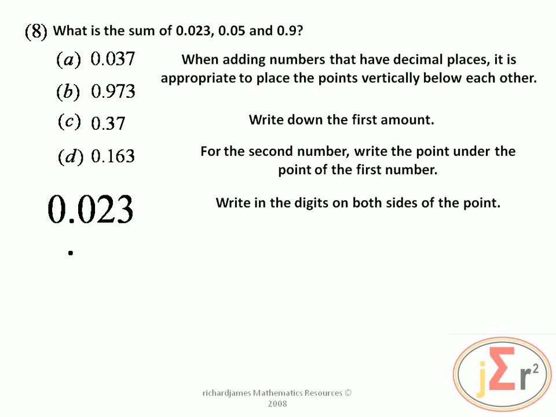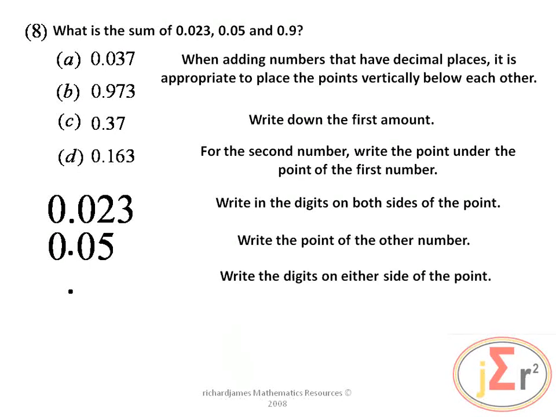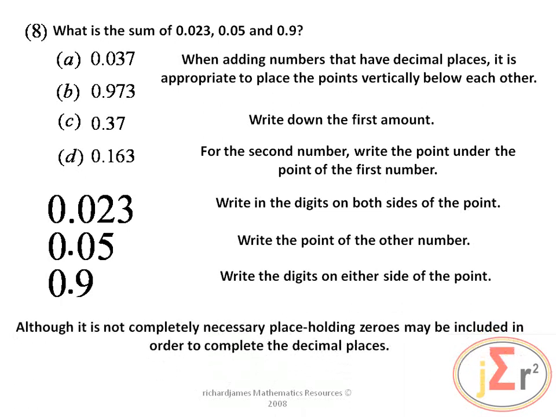So we have 0.05. The 5 is going to be on the right side of the point and 0 on the left, like so and like that. Write the point of the other number. So we have 0.09, and we are going to write the digits on either side of the point. Although it is not completely necessary, placeholding zeros may be included in order to complete the decimal places.